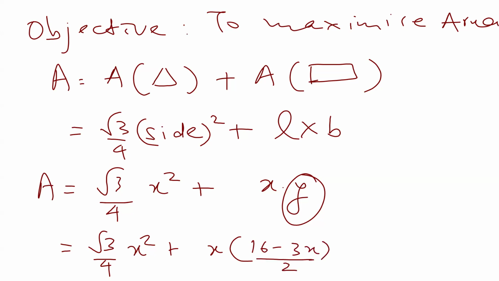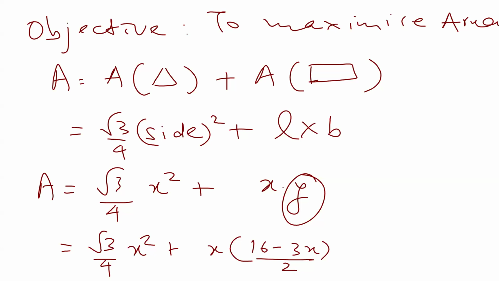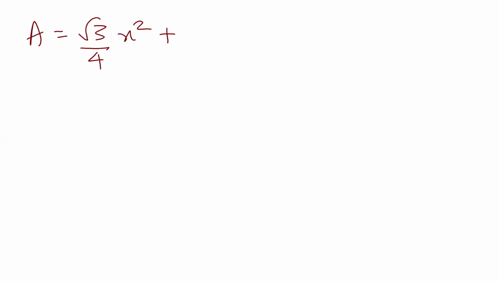See, x into 16 is 16x, x into 3x is 3x square. So I'll just multiply that x with both the terms. Should I go to the next slide? Yes or no? Yes. So A is equal to root 3 by 4 x square plus 16x minus 3x square by 2.